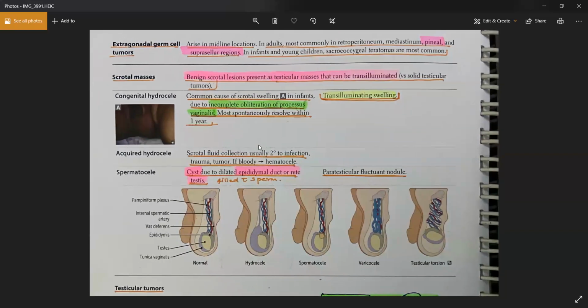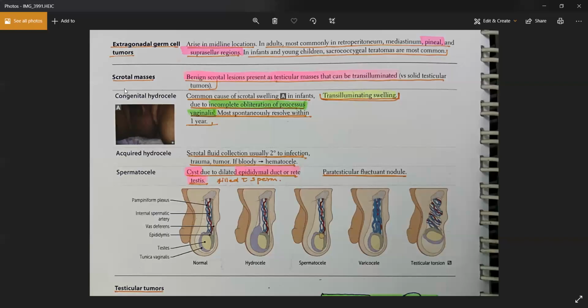Now you have these scrotal masses. Many types of scrotal masses could be there. It could be a cancerous lesion, or it could be a benign lesion also. Benign lesions are most often transilluminated, while cancerous lesions are not transilluminated because they are solid. If you shine a torch on a solid mass, it won't transilluminate. But if you shine a light on a mass filled with fluid, it will transilluminate. So whenever the mass is transilluminating, it must be a benign mass, not a cancerous mass.